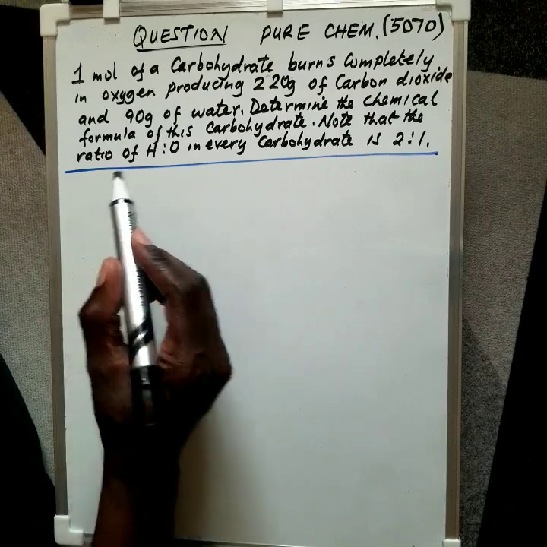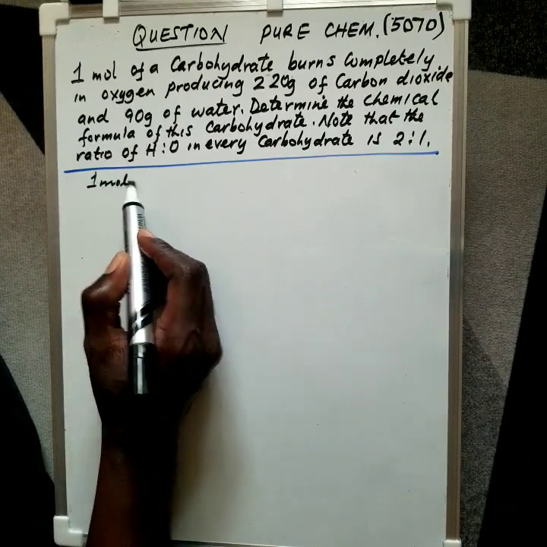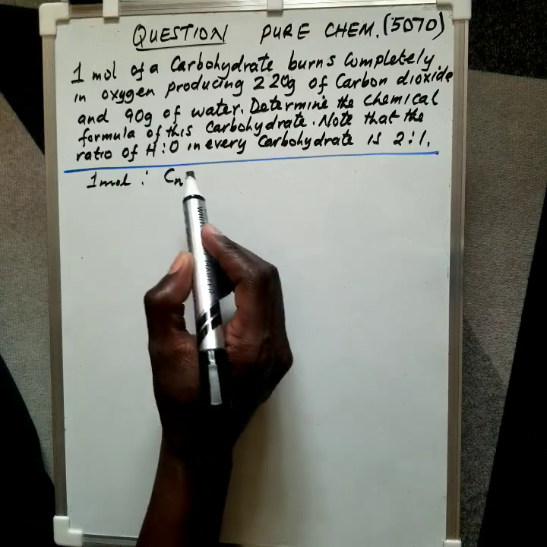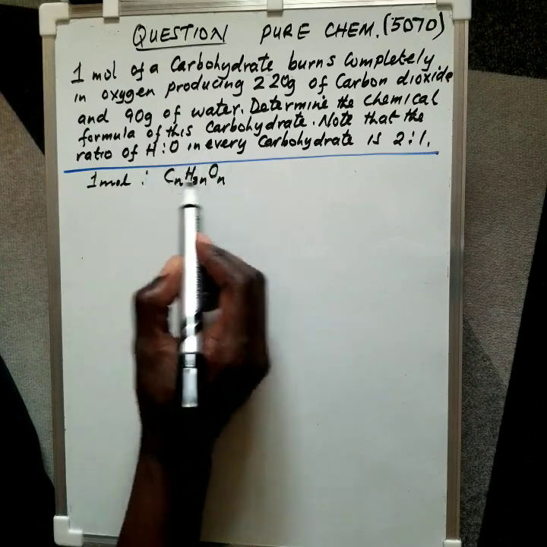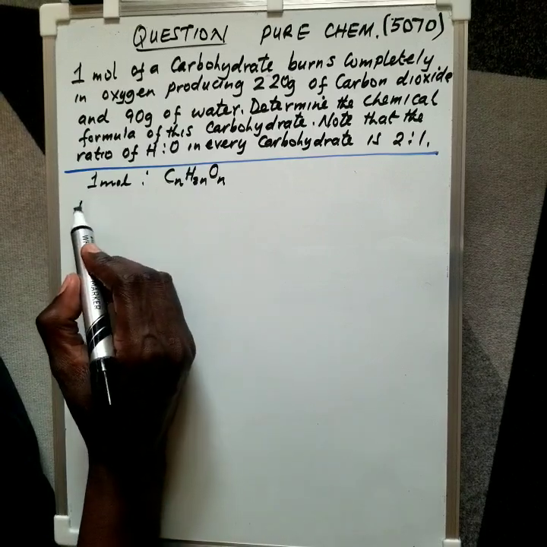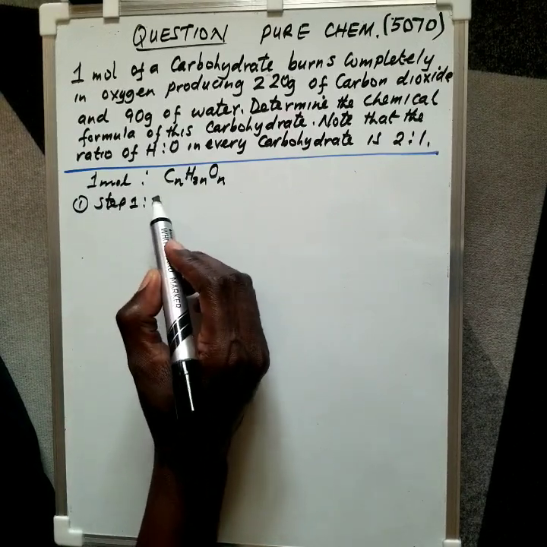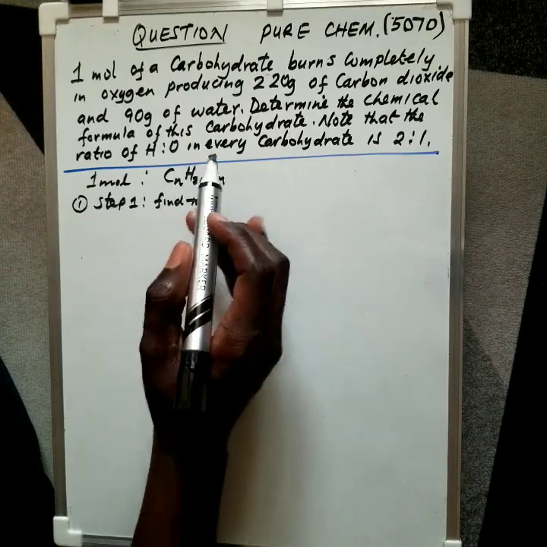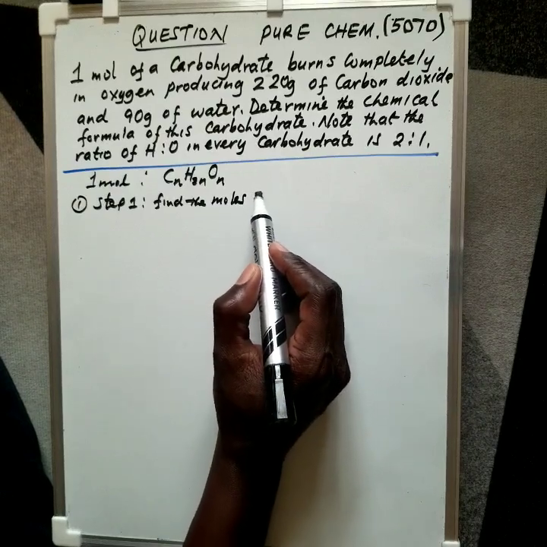So if you look at the data we have been given, since they are talking about 1 mole of a carbohydrate, the general form of any carbohydrate can be written as CnH2nOn. So what do you need to do? In step 1, you need to find the moles of carbon dioxide.